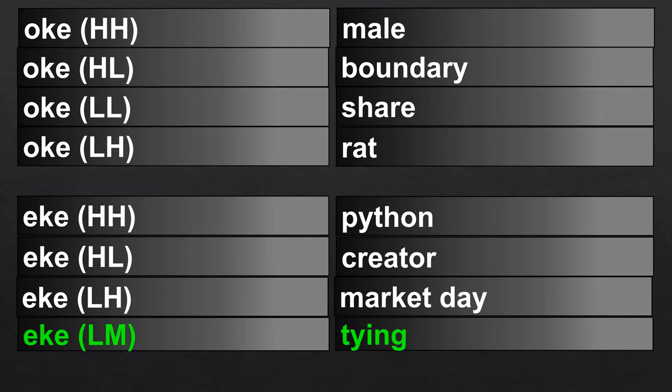So when you want to say ọ na-eke nkọ, she's tying firewood. Ọ na-eke ihe, she's tying something. Ọ na-eke, tying.